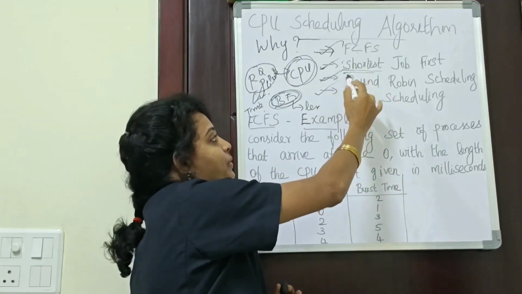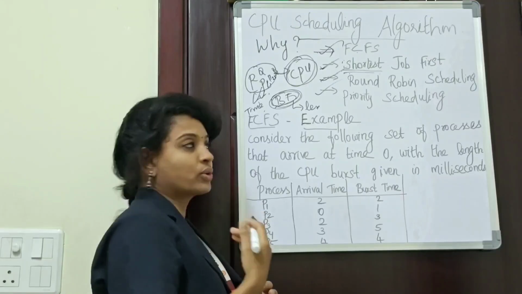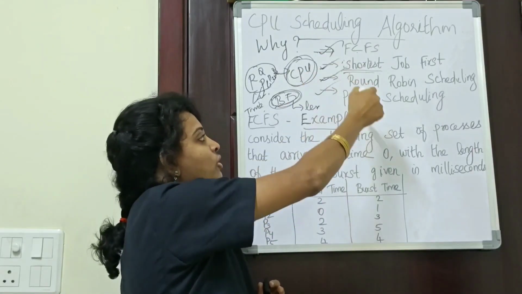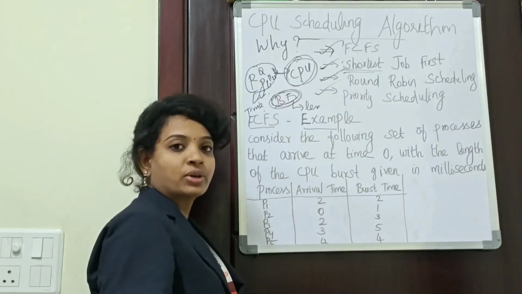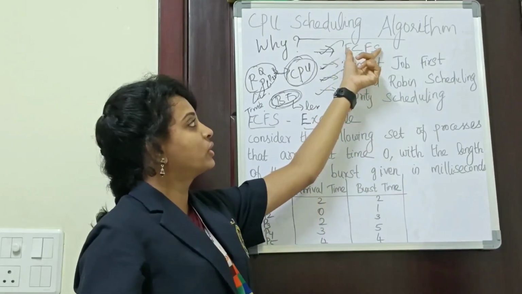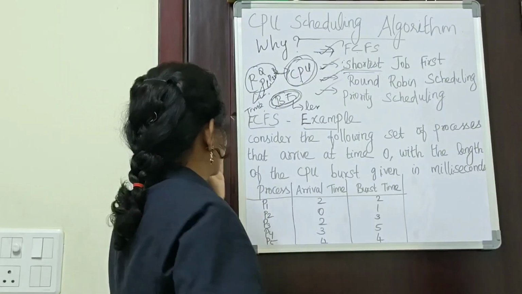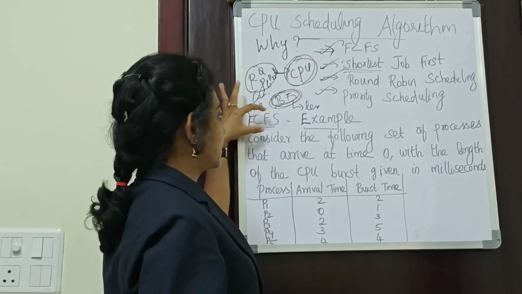And priority scheduling: based upon the priority, the process will be executed in the CPU. So these are the many different types of scheduling algorithms. Today we are going to discuss the FCFS scheduling algorithm and the shortest job first scheduling algorithm. First we'll see about FCFS.